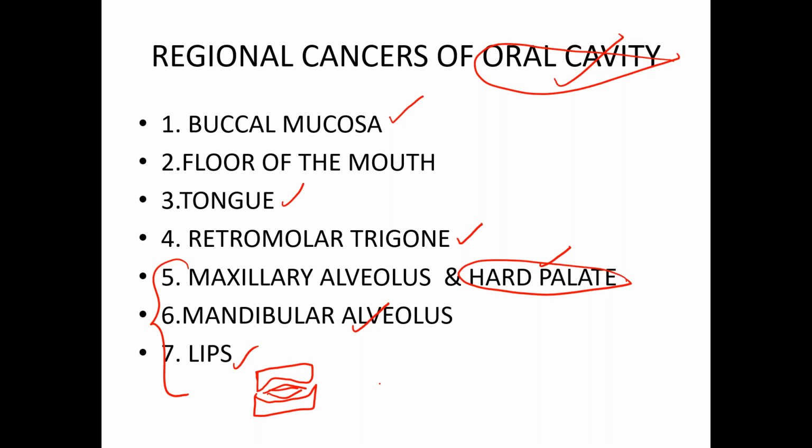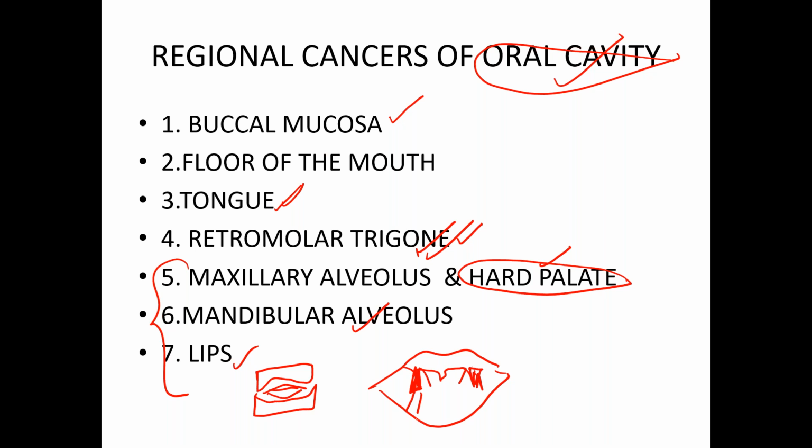And retromolar trigone: when you open the mouth, you go just in front of the anterior pillar. This is the anterior pillar, this is the posterior pillar, this is the soft palate, and this is the cheek mucosa. So whatever the triangle in front of the mandible is, that is called the retromolar trigone. So the retromolar trigone is this area. I'm not going into the details of the anatomy. We'll deal with each and every anatomy specifically.